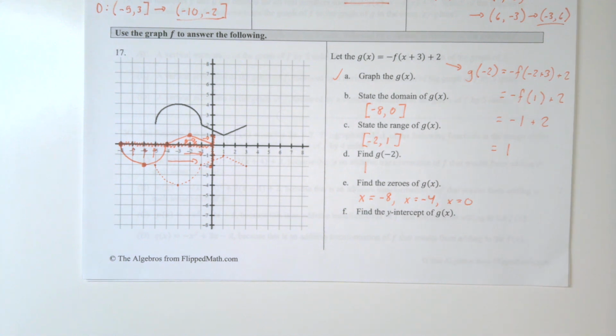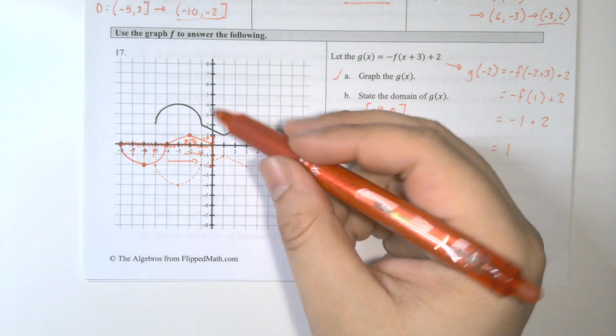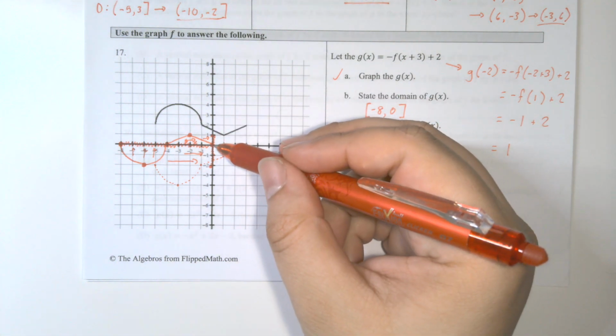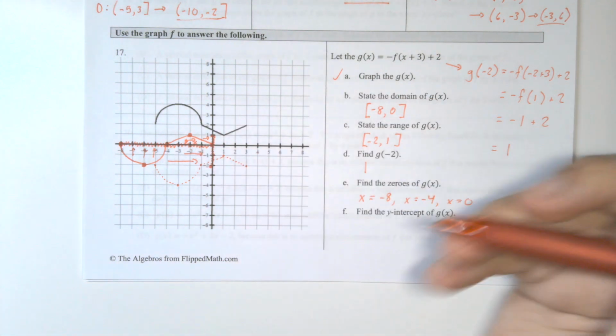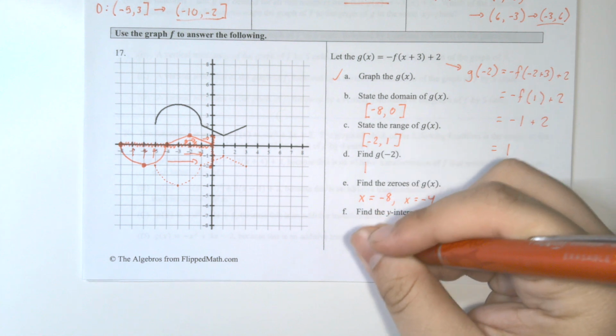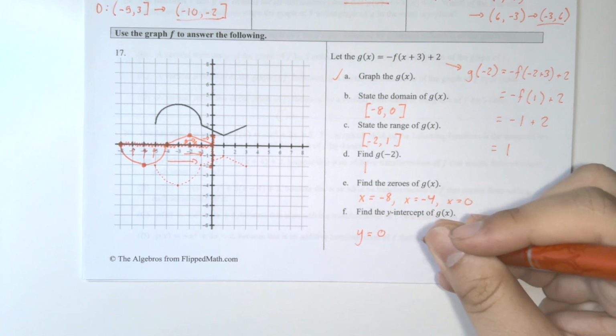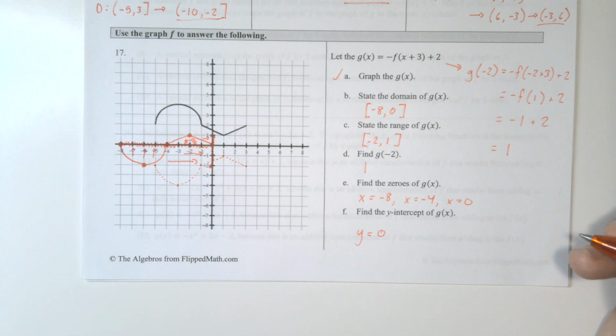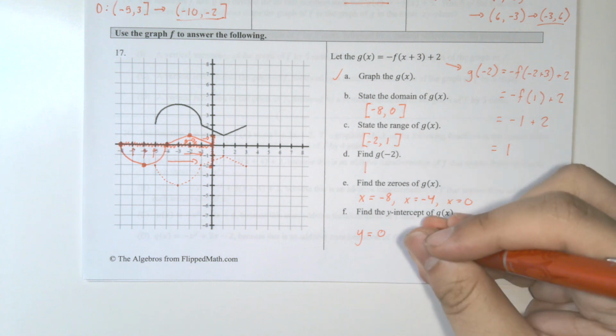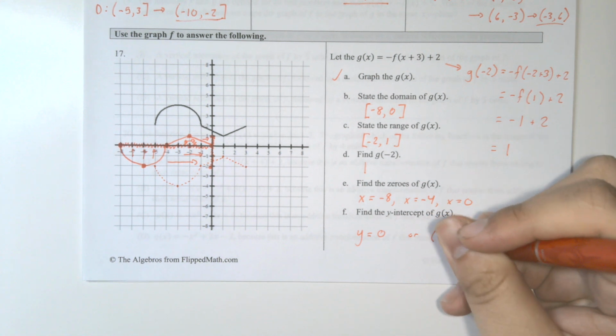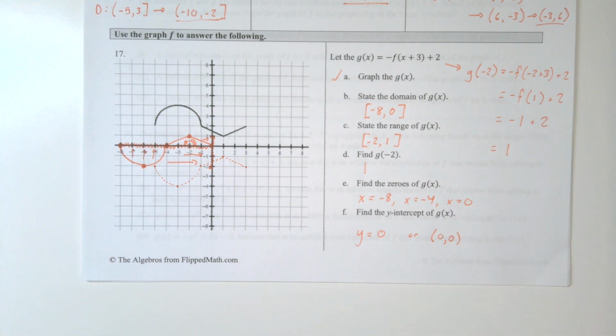And lastly, the y-intercept of g is going to be where our function touches the y-axis. And so at the y-axis right here, our function touches right here at the origin. So the y-intercept would be at y is equal to 0, or if you would like to write a point, you would say that this is (0, 0). And so that's all of our parts for number 17.